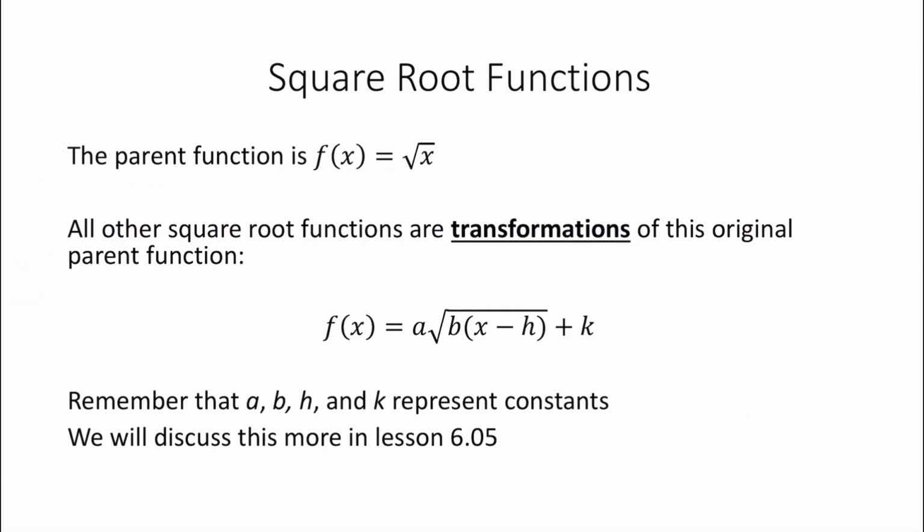So remember, in general, with square root functions, the parent function is always going to be f(x) = √x. All other square root functions are transformations of this original parent function. So all other square root functions will have the form f(x) = a√(b(x − h)) + k, where a, b, h, and k are constants. We'll talk about this more in lesson 6.05 when we talk about transformations.